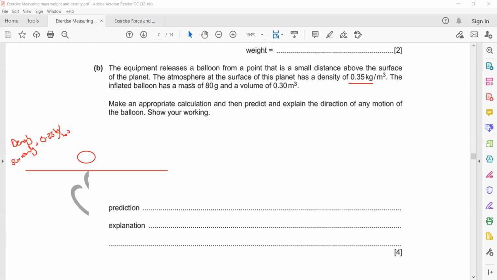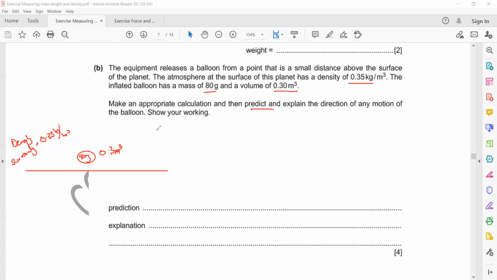The inflated balloon has a mass of 80 grams. So the mass of this balloon is 80 gram and its volume is 0.3 meter cube. Make an appropriate calculation, then predict and explain the direction of the motion. How can we predict the direction of the motion?